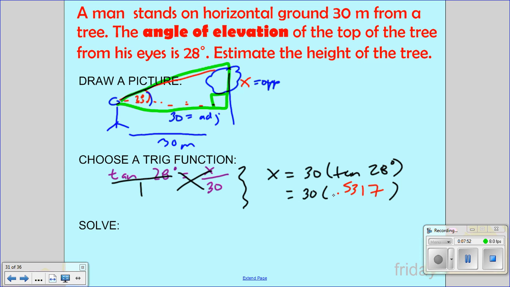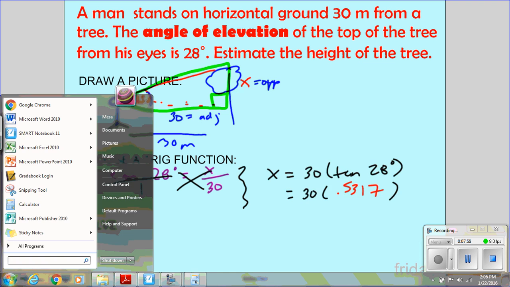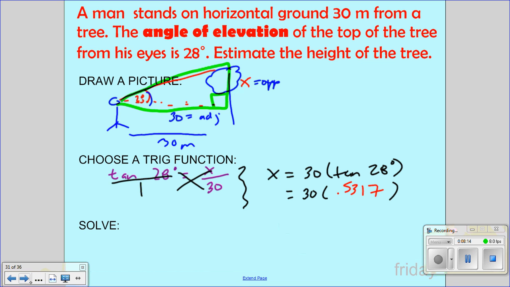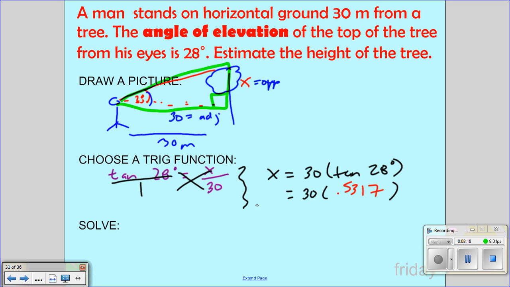And now we got to multiply that with 30. And you'll get 15.95 meters, since we know the units.